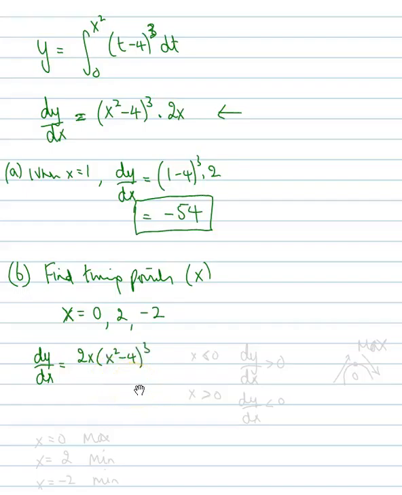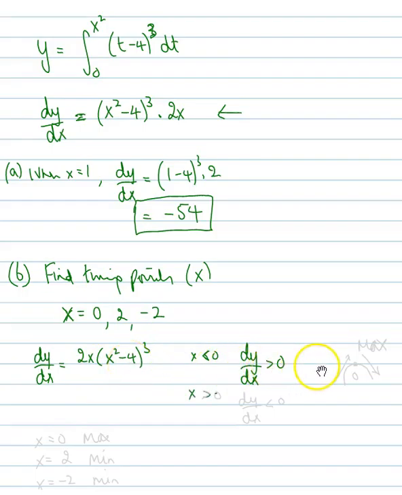So what happens when x is 0, this function is 0. When x is slightly less than 0, but not much less than 0, then dy/dx is going to be greater than 0. Because 2x is going to be negative, and 0 minus 4 is minus 4, cubed, which is also negative, so the negative times the negative is going to be positive.